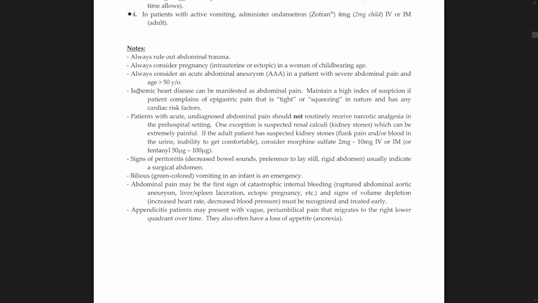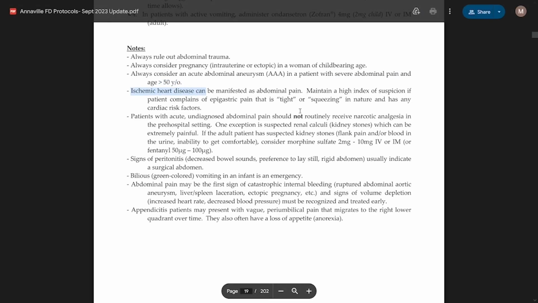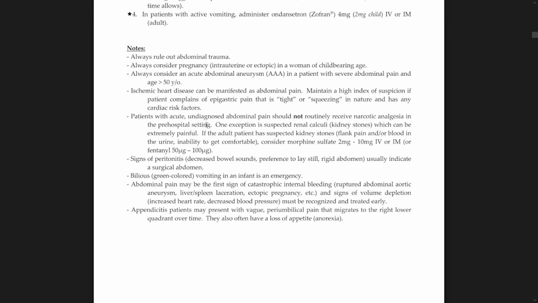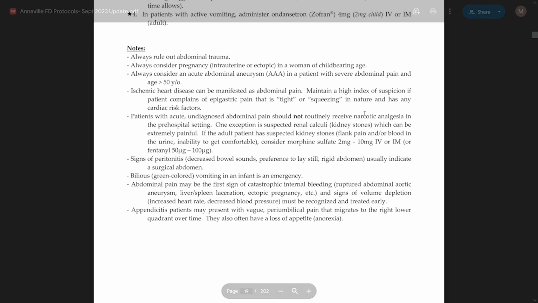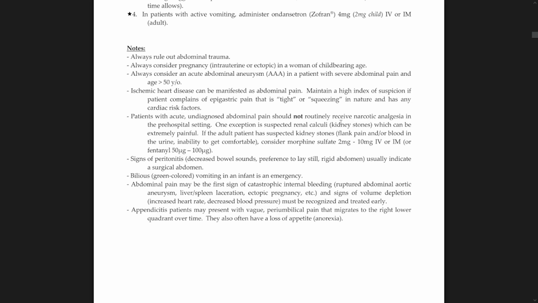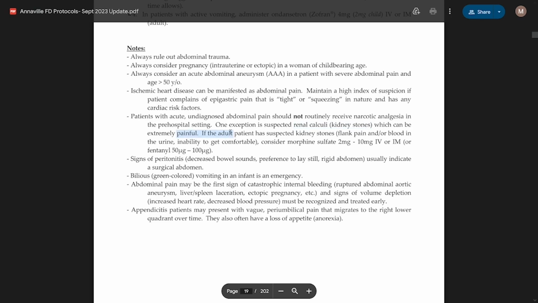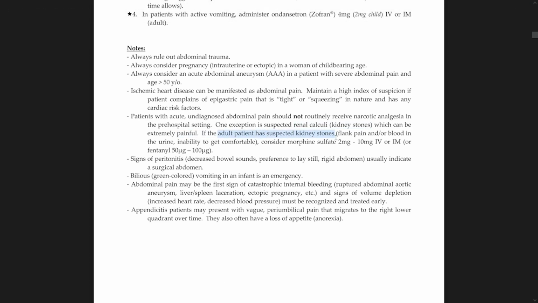We want to watch out for ischemic heart disease, and it can radiate to their abdomen. We want to make sure that they're not receiving routine narcotic analgesia, which can potentially cause constipation. And for these patients, one thing that we're also really concerned about is renal calculi, also known as kidney stones. They can be extremely painful. If an adult patient has suspected kidney stones, then we want to make sure that they're very comfortable.